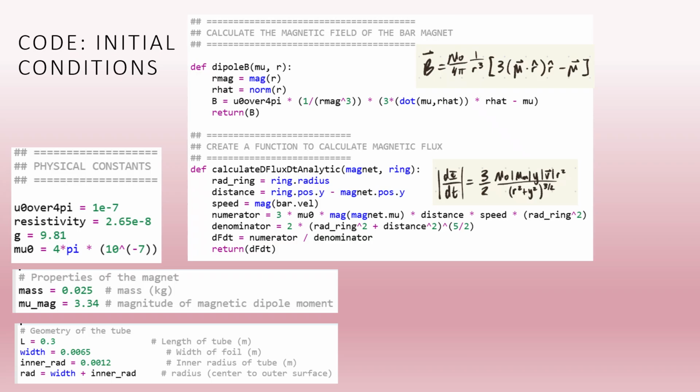Okay, now for the code, the initial conditions. So the physical constants and the properties of the magnet are all written there on the left, as well as the geometry of the tube, and that was measured and shown on the previous slide. And then next we calculated the magnetic field of the bar magnet, and that's the formula written out beside that. And then calculated the magnetic flux, and that's the formula there as well.